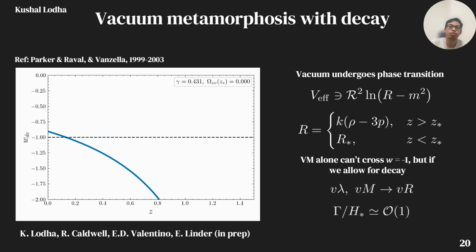Finally, the third possibility is to revisit the assumptions we make about the vacuum itself. In these scenarios, originally proposed by Leonard Parker and collaborators, the vacuum undergoes a phase transition once the Ricci curvature reaches a critical value. Before the transition, R follows the standard matter-dominated evolution, while after the transition, it is effectively pinned down to a constant value. In such a standard vacuum metamorphosis scenario, the effective equation of state always stays phantom. Here we introduce the decay of the phantom into a radiation-like component, parameterized by gamma, that effectively uplifts our equation of state, allowing it to cross the phantom divide line.